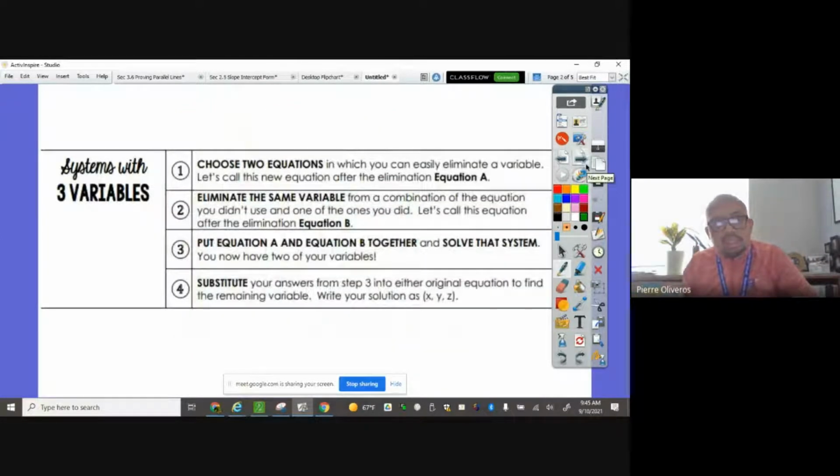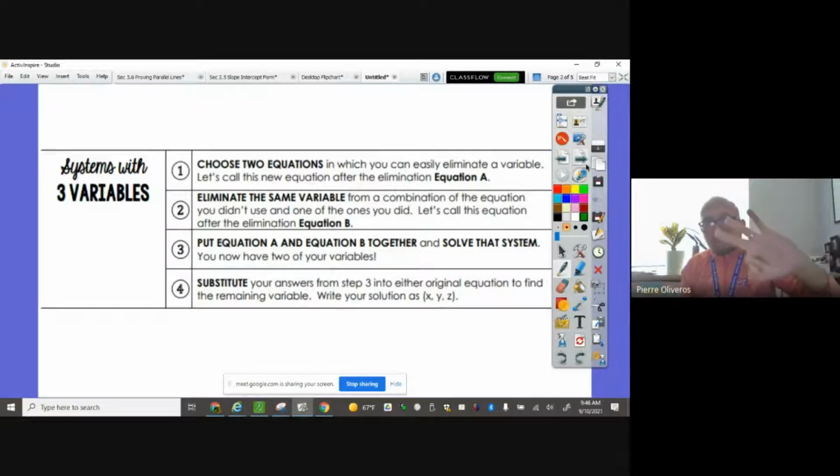Here we go. So here are the steps and some guides for us to be successful in solving systems with three variables. First, number one, choose two equations in which you can easily eliminate a variable. This could be variable A, could be x, could be y. So you choose one variable using two equations. Let's call this new equation after the elimination equation A. Step 2, eliminate the same variable from a combination of the equation you did not use and one of the ones that you did. Let's call this equation after the elimination B.